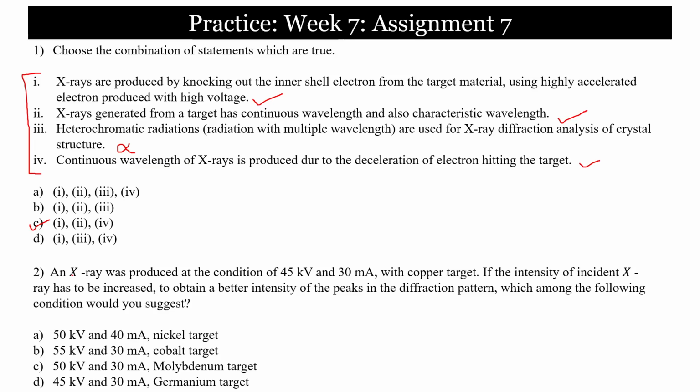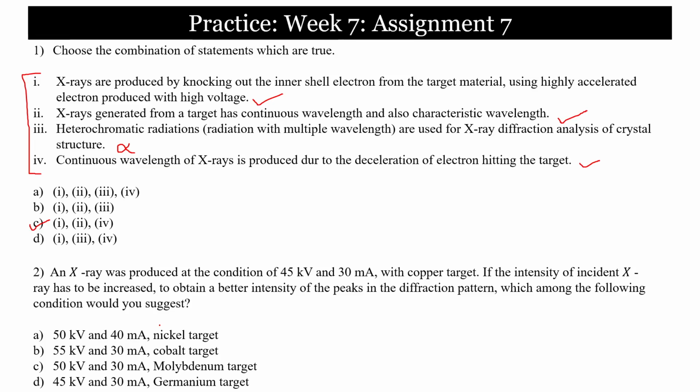Now the next question, I request all of you to please try this second question, which says that an X-ray was produced at a condition of 45 kilovolt and 300 milliampere current with the copper target. If the intensity of your incident X-ray has to be increased to obtain a better intensity of the peaks in the diffraction pattern, which among the following conditions would you suggest? We discussed how the intensity can be increased.